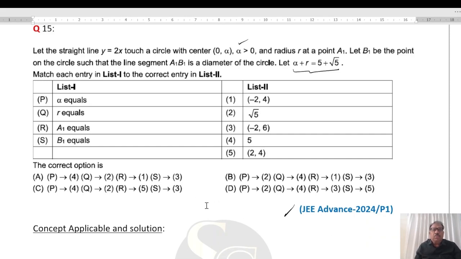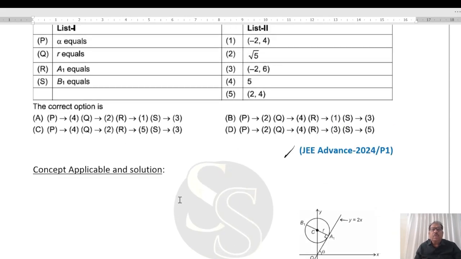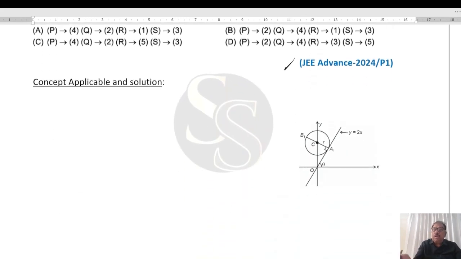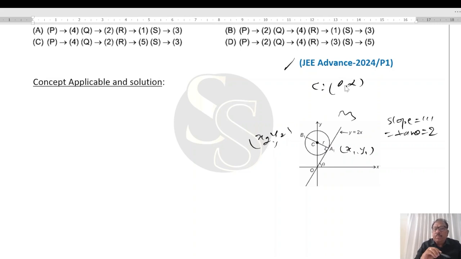Now start with the concept applicable to the solution. In this case, this is the line y equal to 2x, and this is theta. The slope of the line will be m equal to tan theta equal to 2. That point A1 will be (x1, y1), this is (x2, y2), and point C is (0, alpha), right?